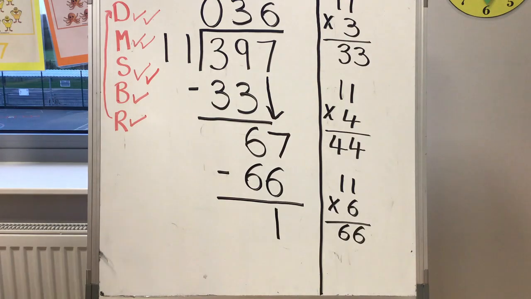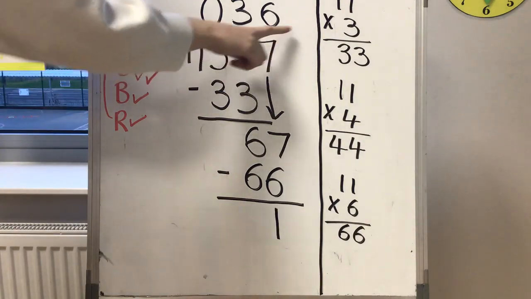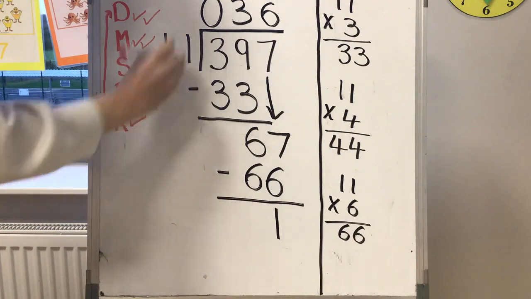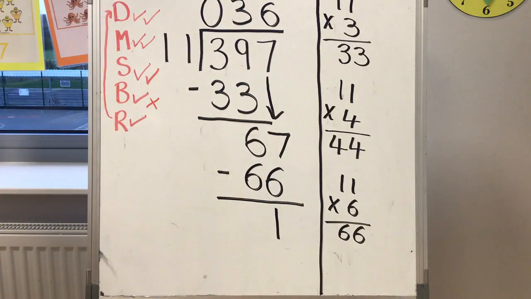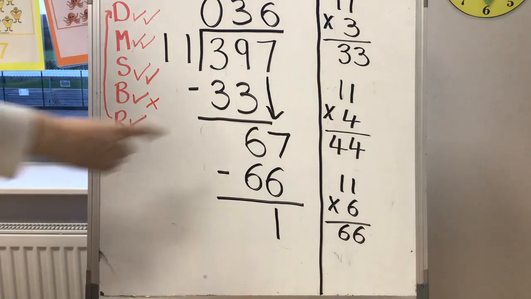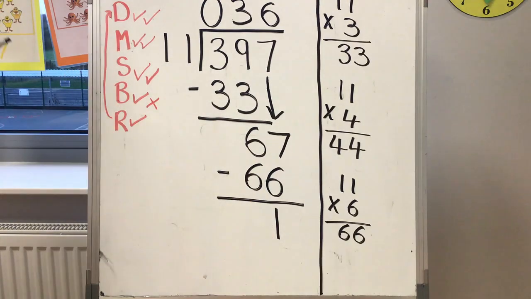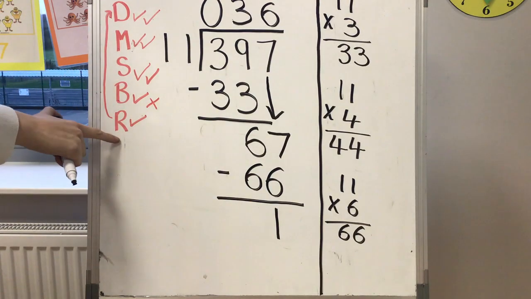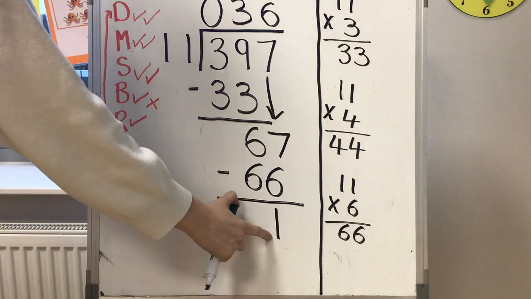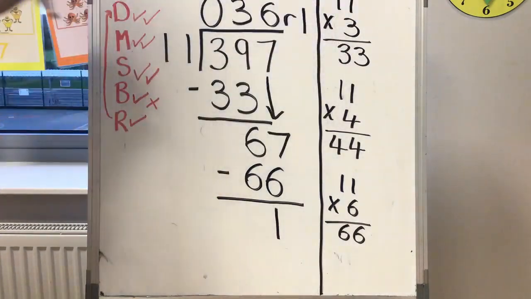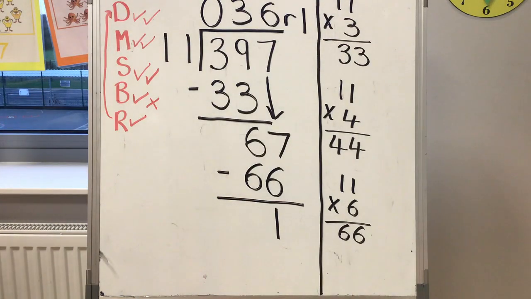The next one, bring down. I don't have any more numbers to bring down, so I can't do that. And we would tell the children to keep going until you have nothing left to bring down. And then your answer, the number that's left here, is your remainder. So this time the R is not for repeat, the R is for remainder. And I have this one left here, so my answer is 36, remainder 1.